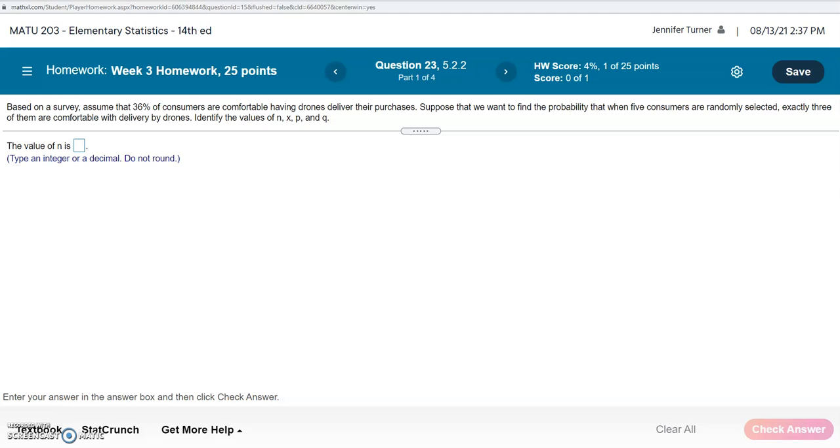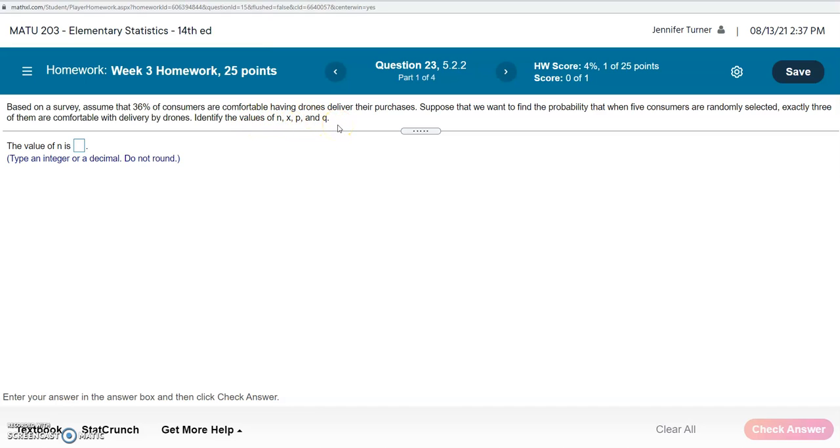Let's check out a question here that's talking about the binomial distribution. So this says, based on a survey, assume that 36% of consumers are comfortable having drones deliver their packages. Suppose that we want to find the probability that when 5 consumers are randomly selected, exactly 3 of them are comfortable with delivery by the drones. Identify the values of N, X, P, and Q.